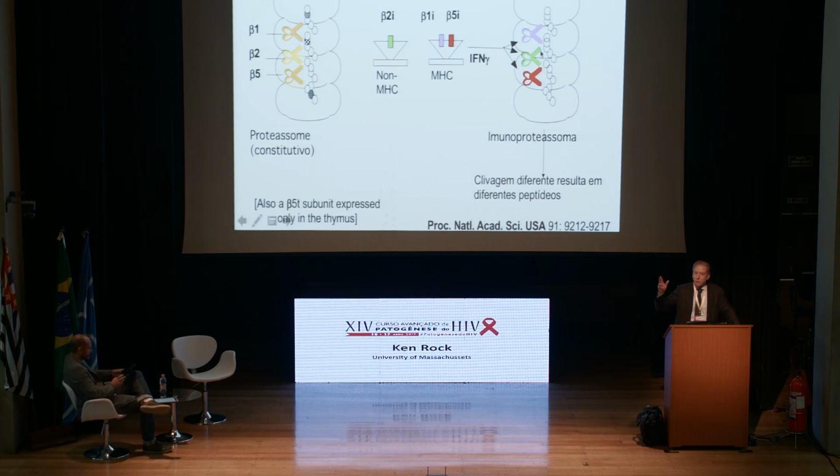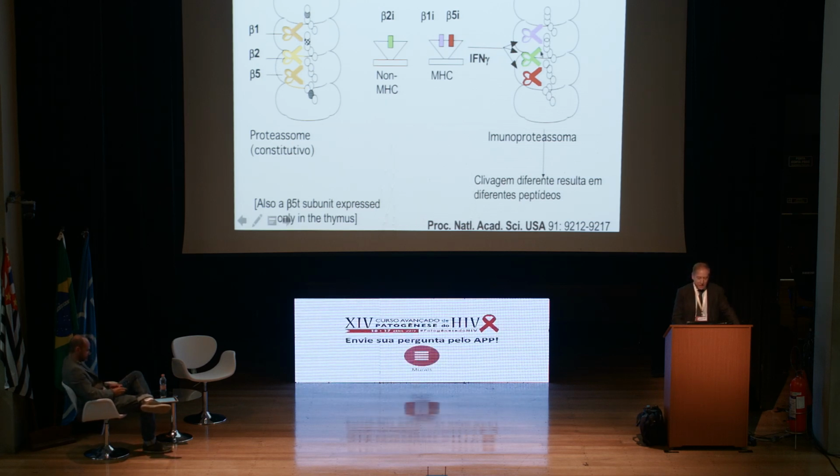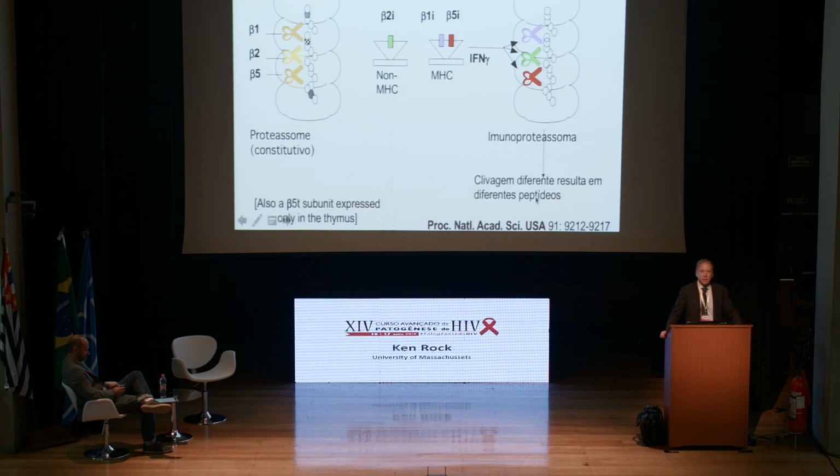So you're changing where the scissors are, the active sites, and this makes a different set of cleavages, which makes a different set of peptides. And it turns out that these peptides, on average, are better for getting displayed on MHC class 1 than these, although these can get presented. These are better.